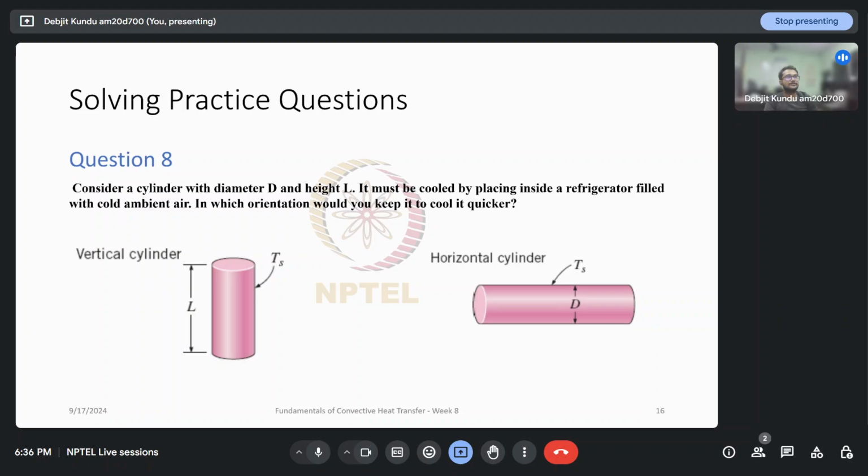In case you have a cylinder like this and you want to cool it, this could be anything. This could be a can of some beverage or beer, and we need to cool it very quickly, obviously by placing it inside a refrigerator with cold ambient air. But what do you think? In which orientation would it cool faster? If we keep it upright, vertically, in case one, or in case two, if we keep it lying down horizontally. In which case would it cool down quicker?